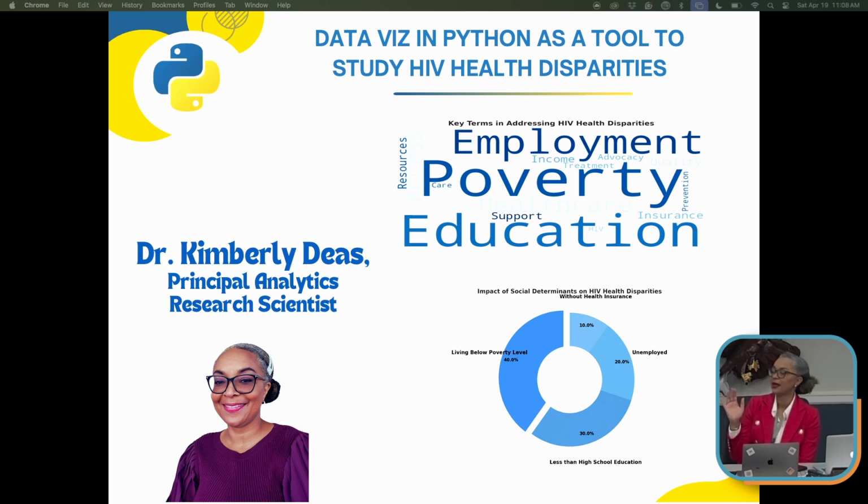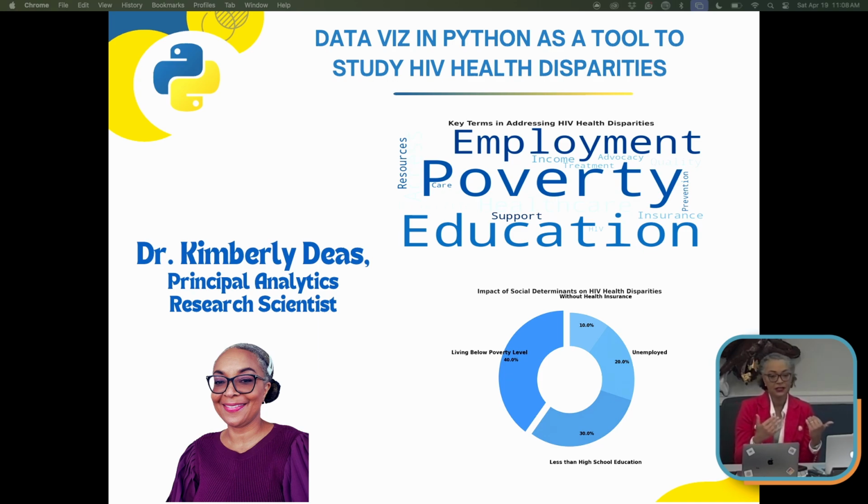I took some keywords from my dissertation or from my abstract. I did some Python coding and said, come up with a word cloud, and this is what came up when we were talking about HIV health disparities. So you can see employment, poverty, education, support. Those are all real key things that are important for people who are living with health disparities, especially HIV health disparities.